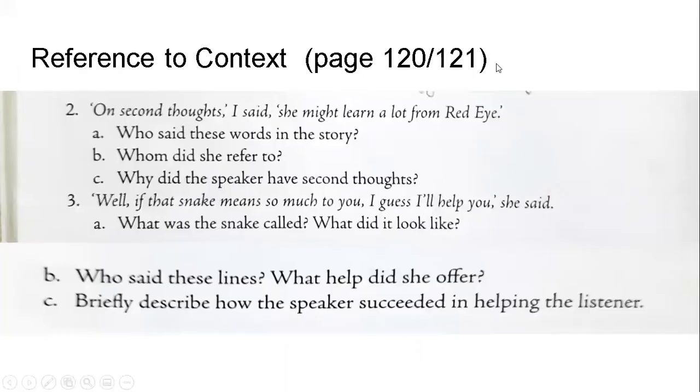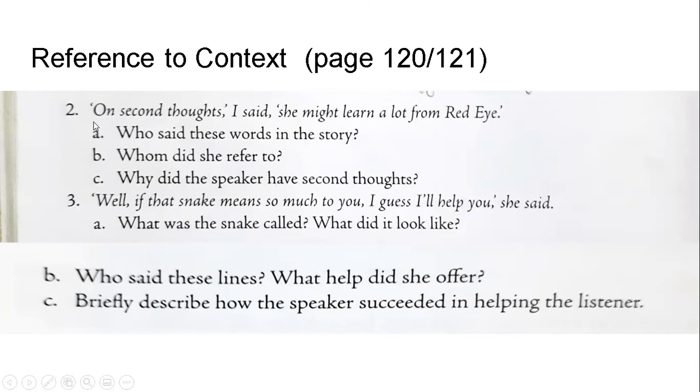Red Eye, reference to context. So here's what your pages look like. Page 120 has these questions and page 121 has these two questions.